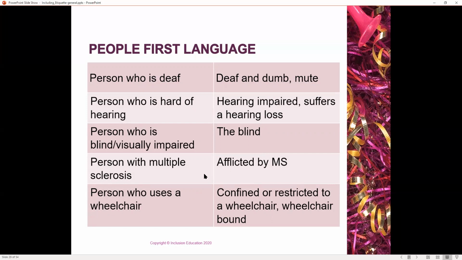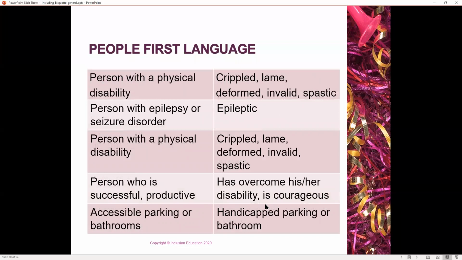A person with MS or multiple sclerosis, not someone affected by MS. They just happen to have it. It's not affecting them as a person. A person who uses a wheelchair rather than confined to a wheelchair, like we already talked about. A person with a physical disability rather than crippled, lame, deformed, invalid, spastic. You don't want to use any of those words. You want to put the person first. Person with epilepsy or seizure disorder rather than epileptic. It's the same sort of idea.